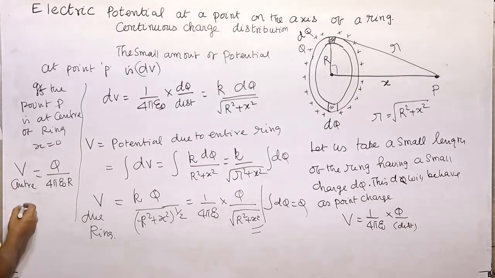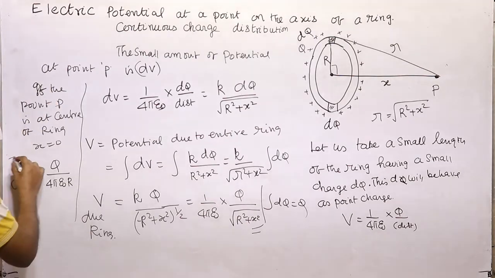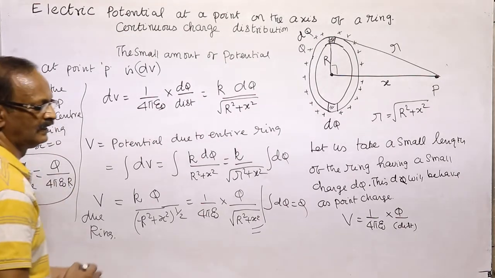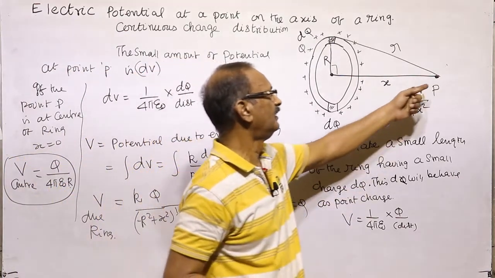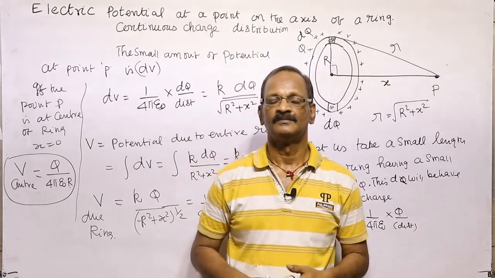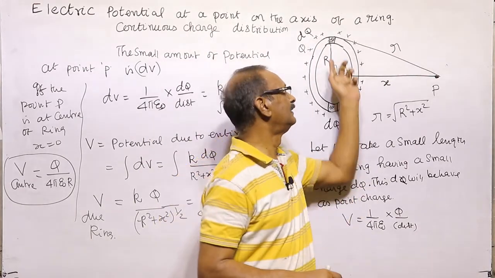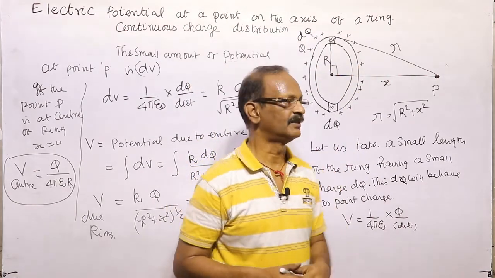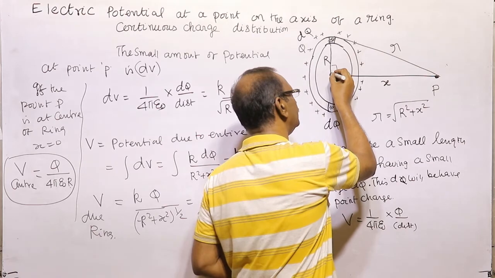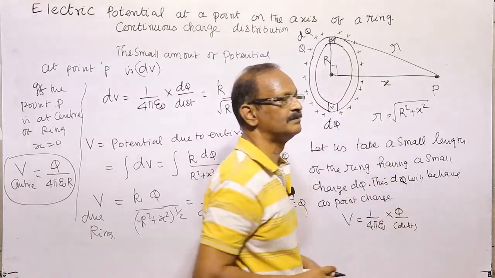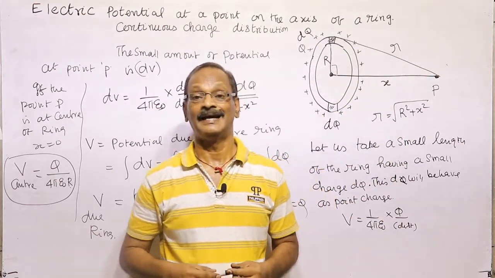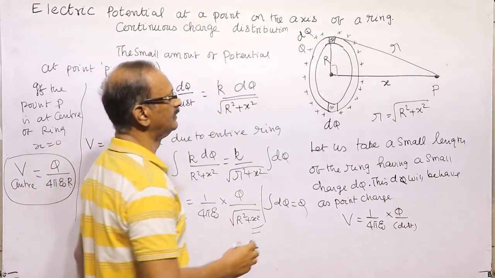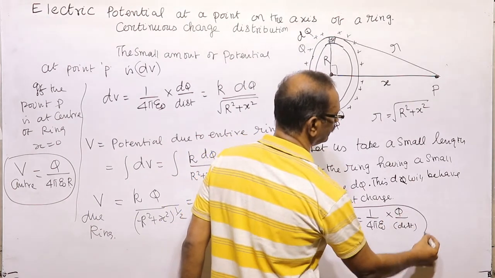This is nothing but the potential due to a point charge which is located at a distance r. It means that if the point comes from here to here, we can assume that the entire charge distribution behaves as a point charge located at the center, so that the potential expression is reduced to the potential due to a point charge.